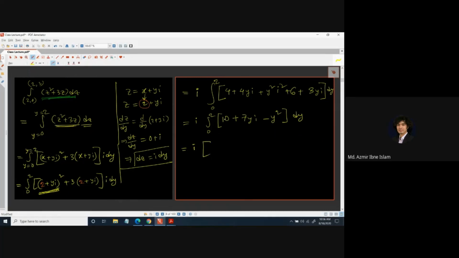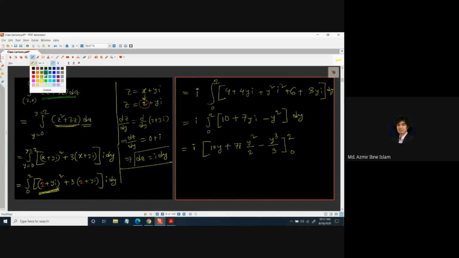So now integration of 10, a constant with respect to y, will be 10y. 7i is constant. Integration of y will be y squared by 2. Integration of y squared is y cubed over 3. Upper limit 2, lower limit 0. So now we can apply the fundamental theorem of calculus, where we have an upper limit and a lower limit. That means antiderivative at upper limit, negative antiderivative at lower limit.